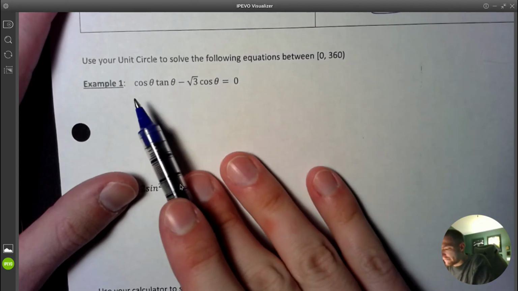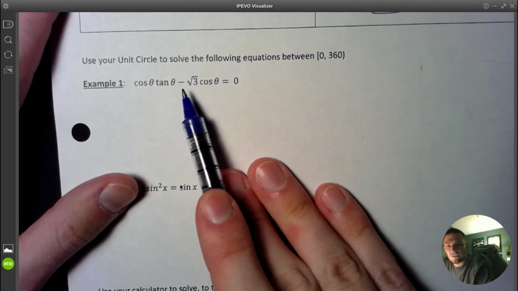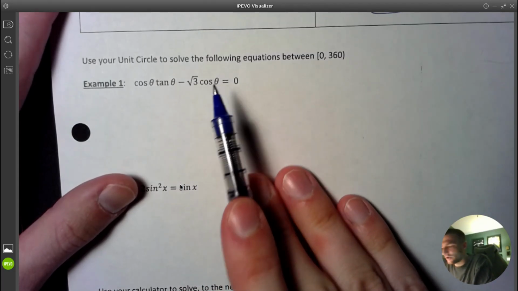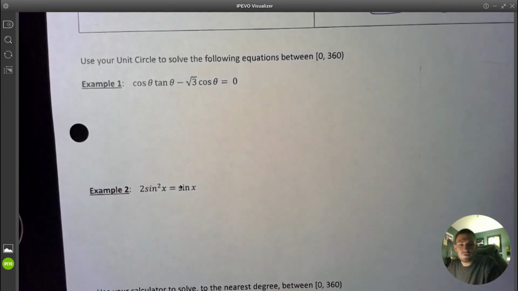I noticed that I have cosine, tangent, minus square root 3 cosine. And you might be thinking to yourself, wait a second, we got sines and cosines, cosines and tangents. Maybe that's even harder going on at the same time. Mr. Collier, what am I supposed to do? I'm getting so scared. Here's what we're going to do.